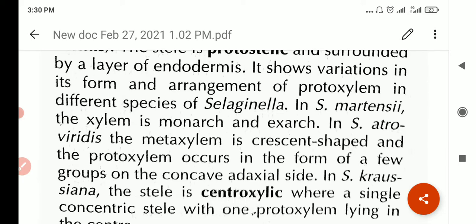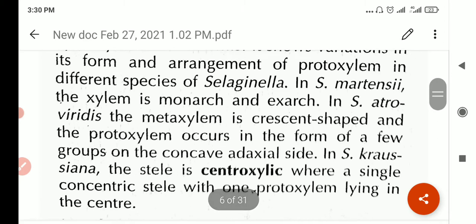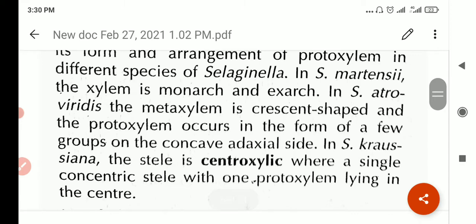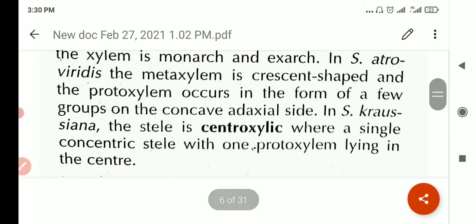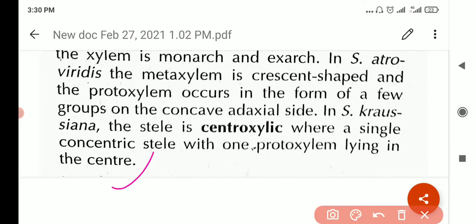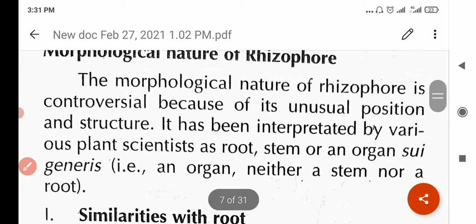In Selaginella martensii, the xylem is monarch and exarch. These are the arrangements of the xylem. Then here, some you will find are monarch, some are centroxylic. The explanation is given there: what is centroxylic, what is monarch. These are just the ways that the xylem and phloem are arranged.